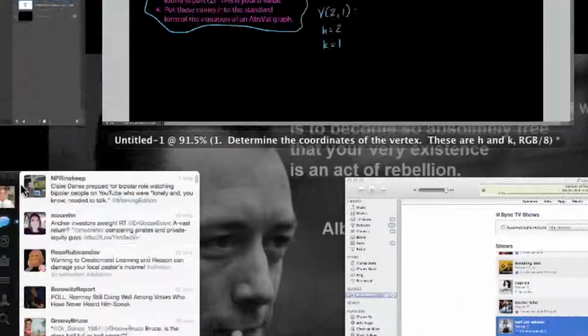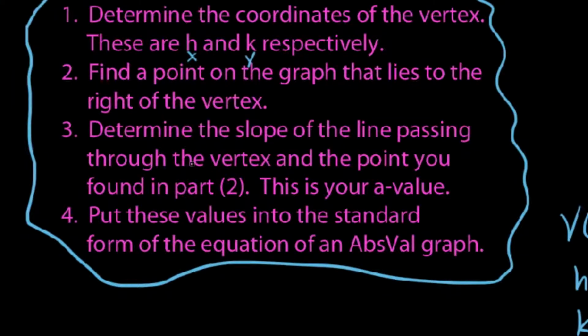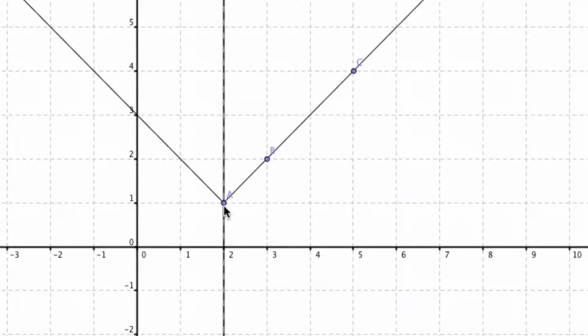We need a point on the right because it's going to help us determine our a value. Step 3 says determine the slope of the line passing through the vertex and the point that we just found in part 2. This is our a value. Looking at this graph, I want the slope of the line that goes through the vertex and any of these points. I could find the slope from point A to point B: it went up 1, right 1, so up 1 over 1, a slope of 1. We could have said the slope between A and C. If we had chosen C, from A to C it goes up 3 over 3, which is still a slope of 1.